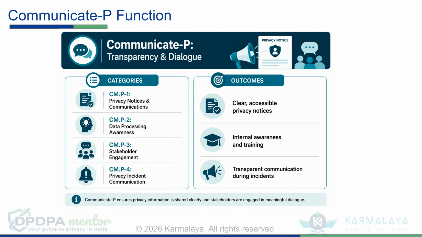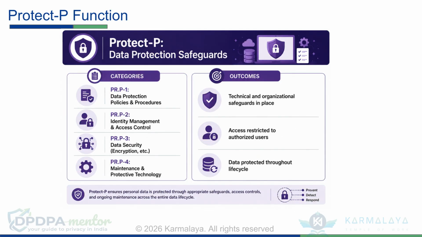Data processing awareness focuses on internal communication, ensuring employees understand privacy policies, their responsibilities, and how to handle personal data appropriately. Stakeholder engagement involves ongoing dialogue with regulators, customers, partners, and advocacy groups to understand expectations and emerging concerns. Privacy incident communication ensures timely, transparent communication when privacy incidents occur, both internally and to affected individuals and regulators, as required by law. Protect-P develops and implements appropriate data processing safeguards.